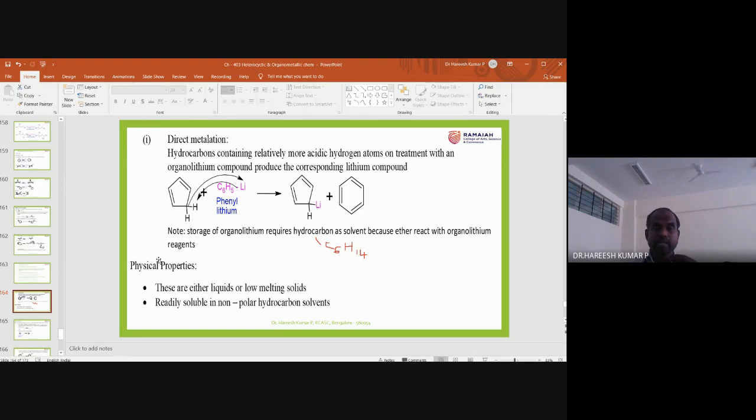So then the physical properties: these are either liquids or low melting solids. So maybe what I will do is go back and check the possibility of getting that preparation slide. Okay, so I will do a backward operation.